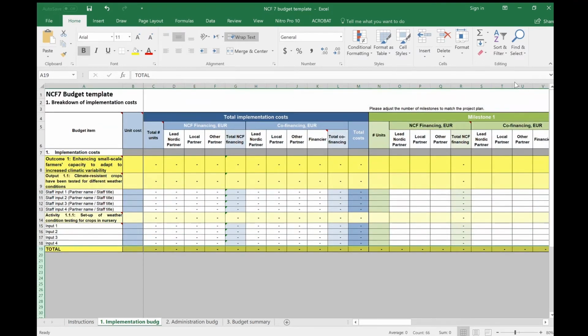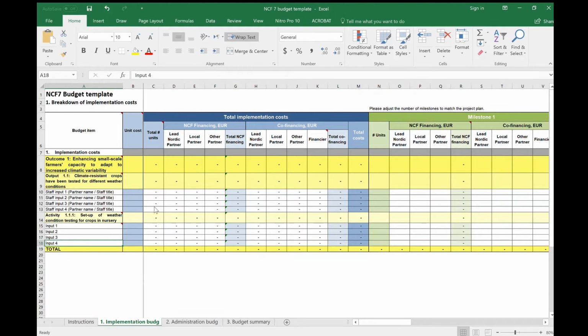Activities should further be broken down into inputs. Inputs are the human, financial, and material resources needed for completing the planned activities so that the project reaches its expected results. Examples of inputs include staff time and equipment.